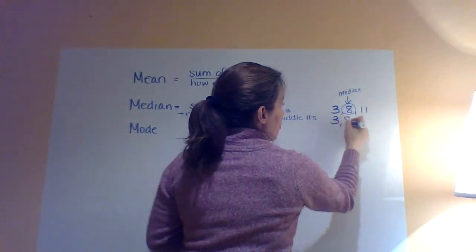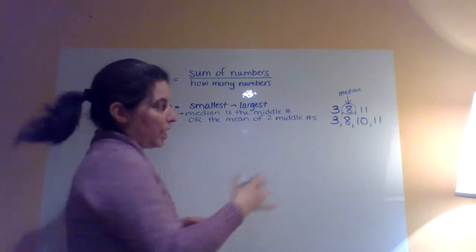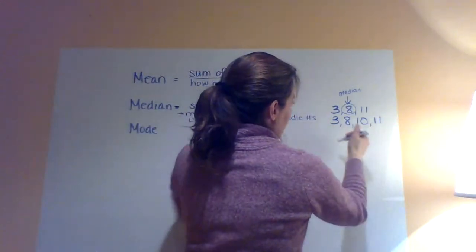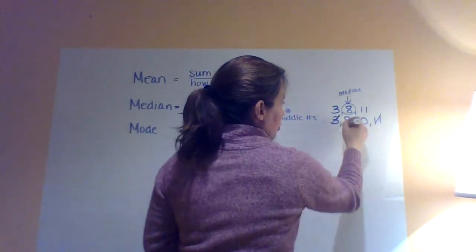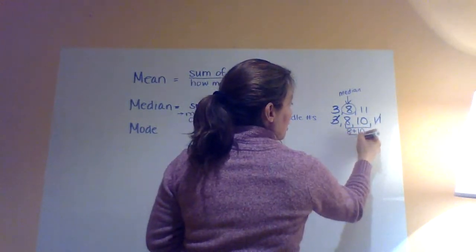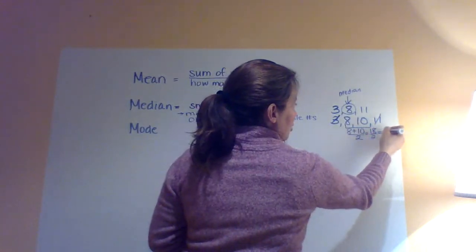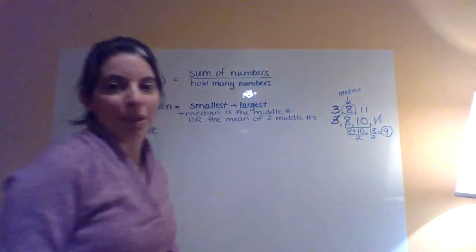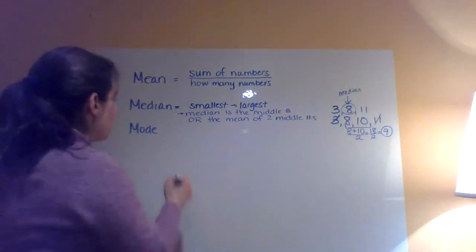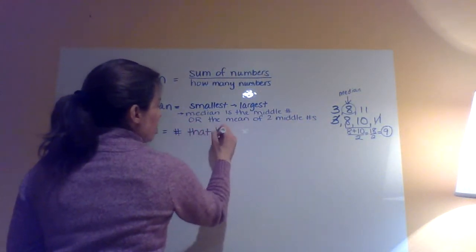If I had 4 values, then they're in order when I go from both ends to the middle. If it helps, you can cross off one on each side. I have 2 numbers in the middle. So then I would find the mean. I'd add those up and divide by 2, and my median now would be 9. Okay? And then to find the mode, this is the number that happens the most often.